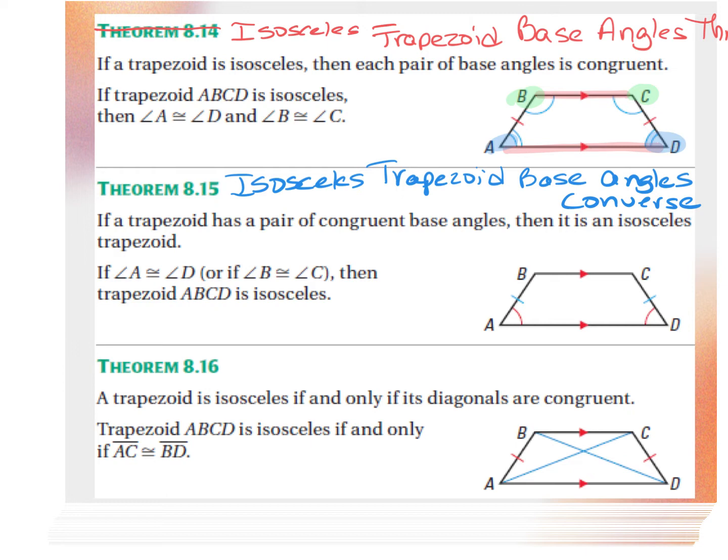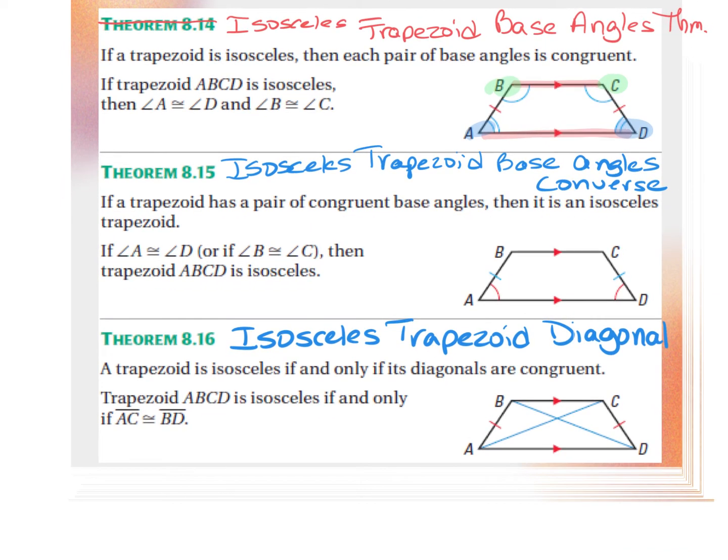And then the last theorem is called the isosceles trapezoid diagonals theorem. This one states that a trapezoid is isosceles if and only if its diagonals are congruent. So here, you can see that the trapezoid ABCD is isosceles if and only if diagonal AC is congruent to diagonal BD.